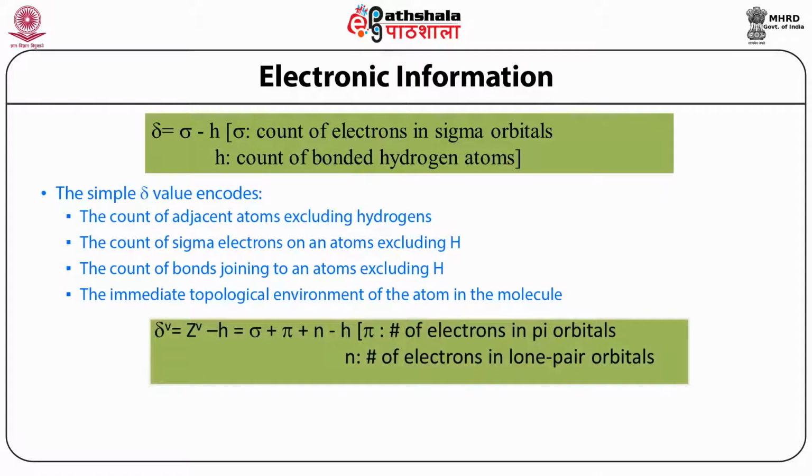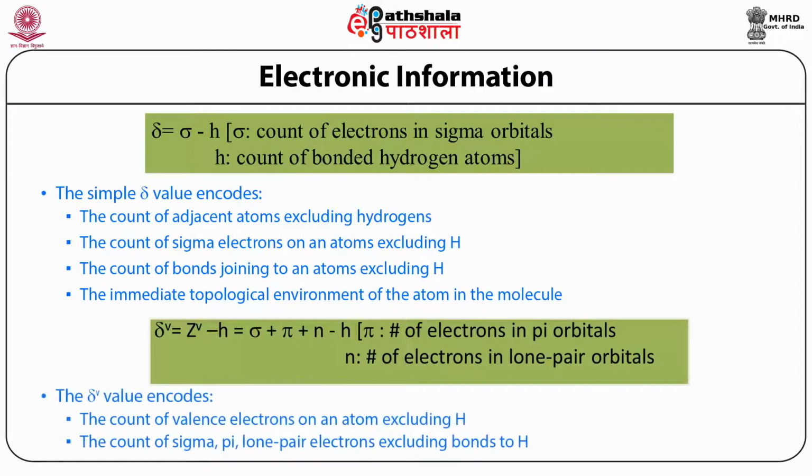Delta V is another value which encodes the count of valence electrons on an atom excluding the hydrogen. And also this counts the sigma, pi and lone pair electrons excluding the bonds to hydrogen. Hence, this gives an estimate of the electronic information of a molecule.